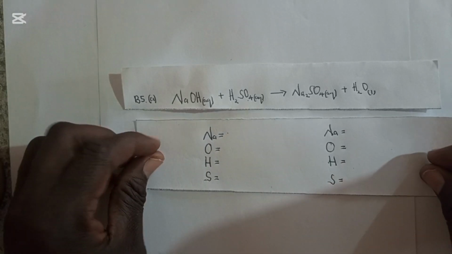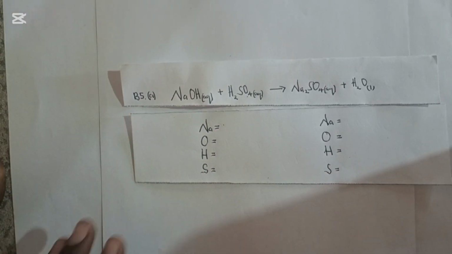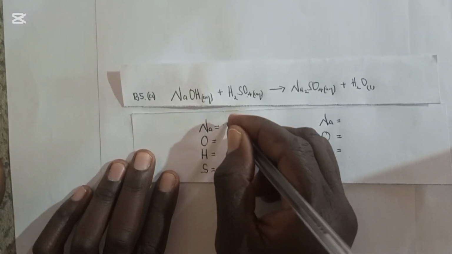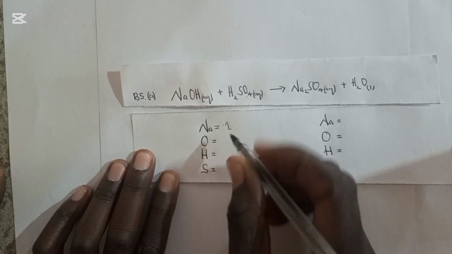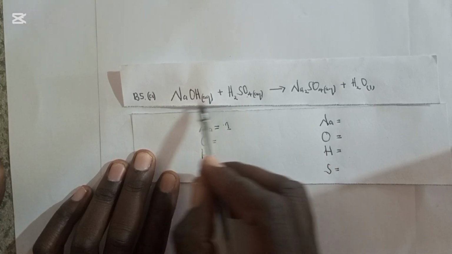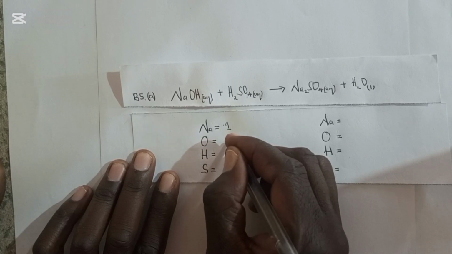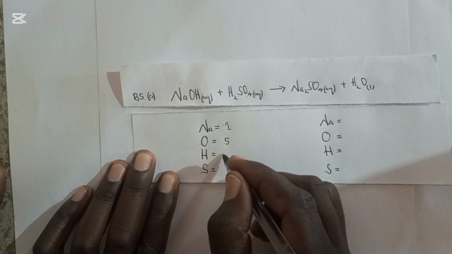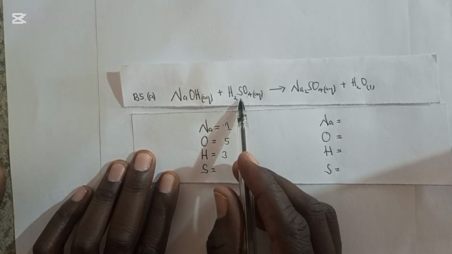And so how do we balance it? First of all, we need to copy all the atoms on both sides of the equation. And we know that the atoms on the reactants are the same on the product side. So we are going to copy these atoms and indicate the number of atoms. So for sodium, we have 1. For oxygen, we have 4 plus 1 to give us 5. For hydrogen, we have 2 plus 1 to give us 3. For sulfur, we have 1.